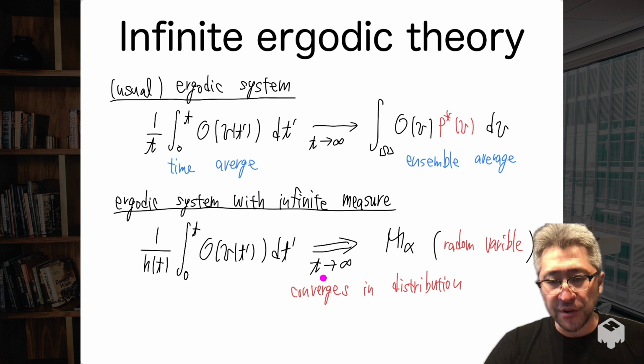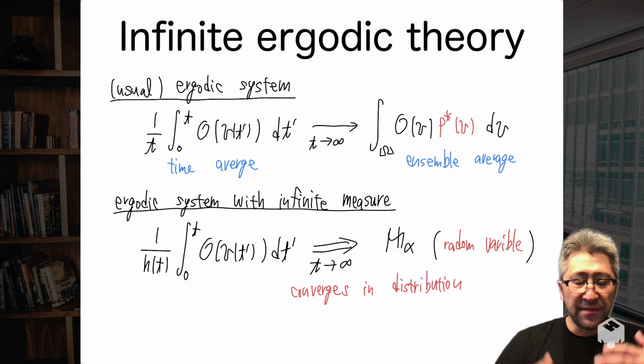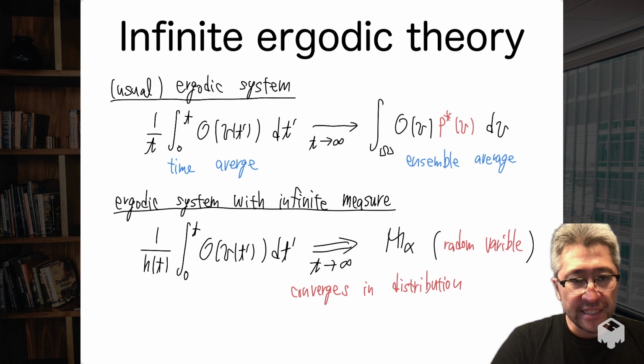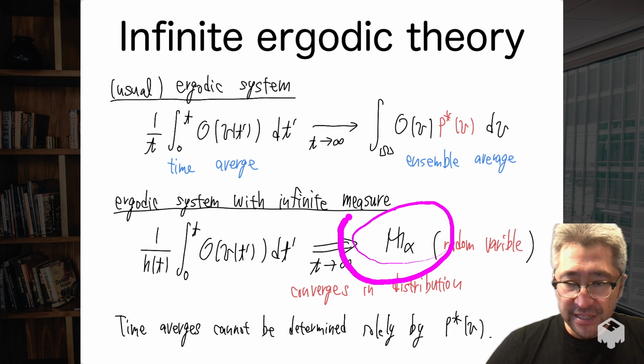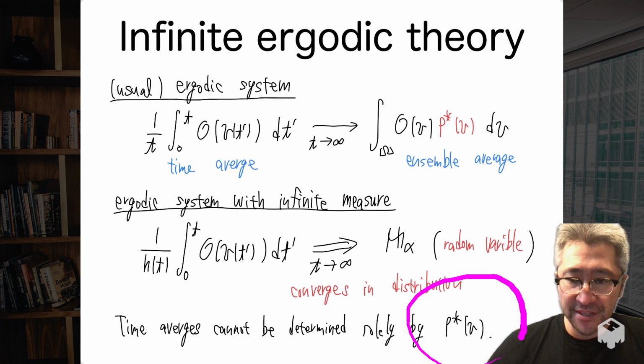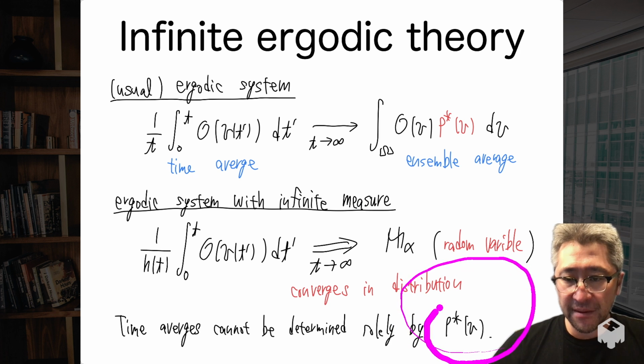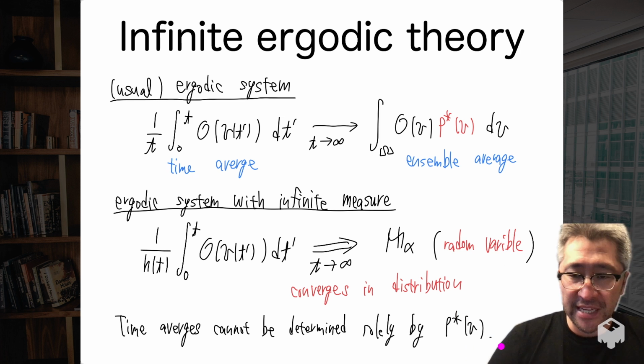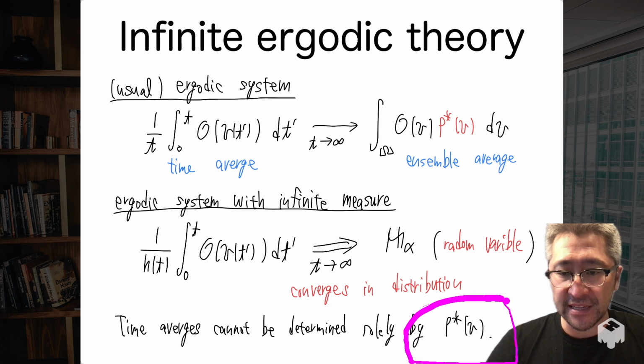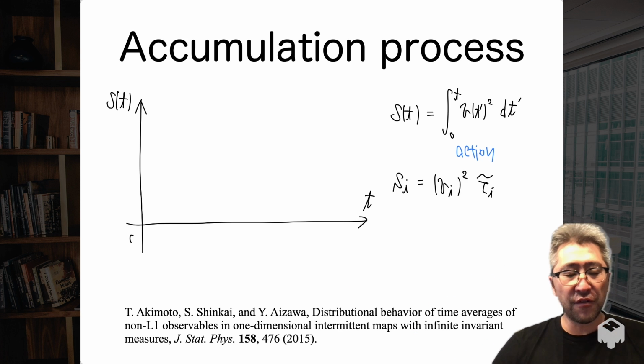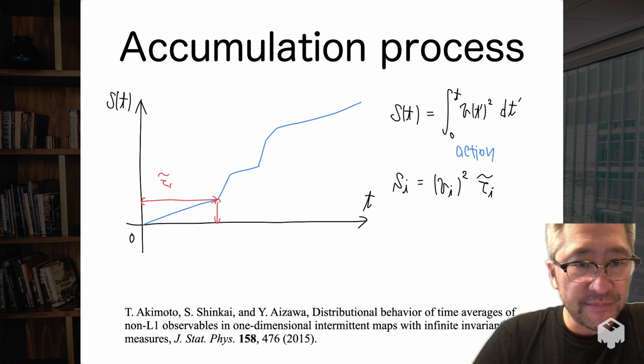Then this distribution is universal. So it is very different from a usual ergodic system and the ergodic system with infinite invariant density. This value is not constant, so it is not determined solely by some steady state. It is an infinite invariant density. So we calculate this time average by theory.